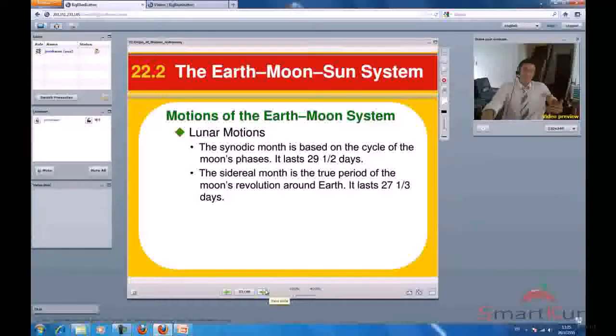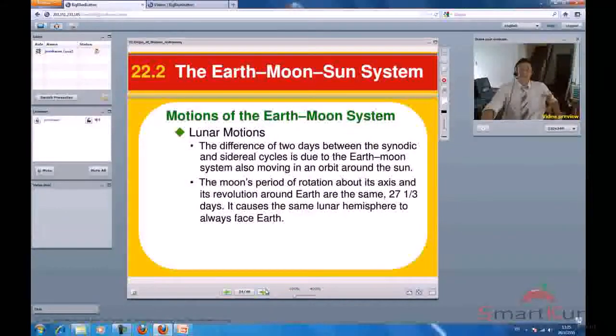We have the same effect with the moon revolving around the Earth. We have what we call the synodic month and the sidereal month. The synodic month is based on the cycle of the phases. It lasts 29 1/2 days. The sidereal month is the true period of the moon's revolution, and it's 27 1/3 days.